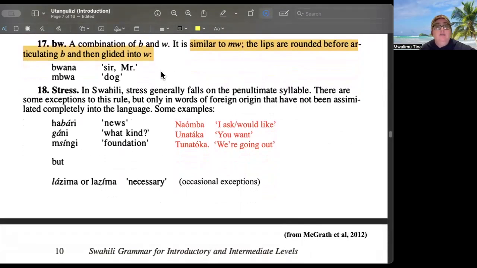The combination of B and W, similar to MW above, the lips are rounded before starting B, then you glide into the W. Bwana, mbwa.